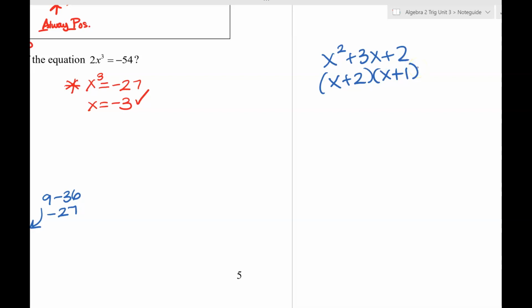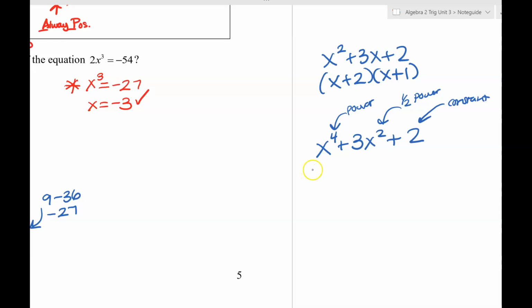Now let's say that I changed this to the same numbers but different powers, as long as those powers still follow the quadratic pattern. So this is the first power, this is half that power, and this is constant. It still is going to factor just like a quadratic would factor. You just need higher powers of x.